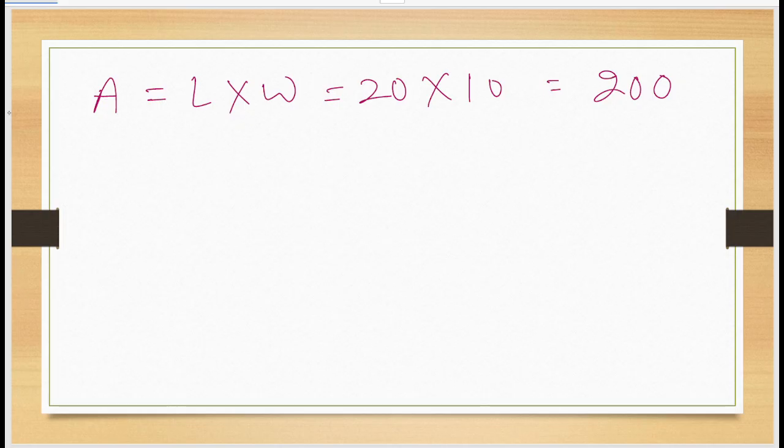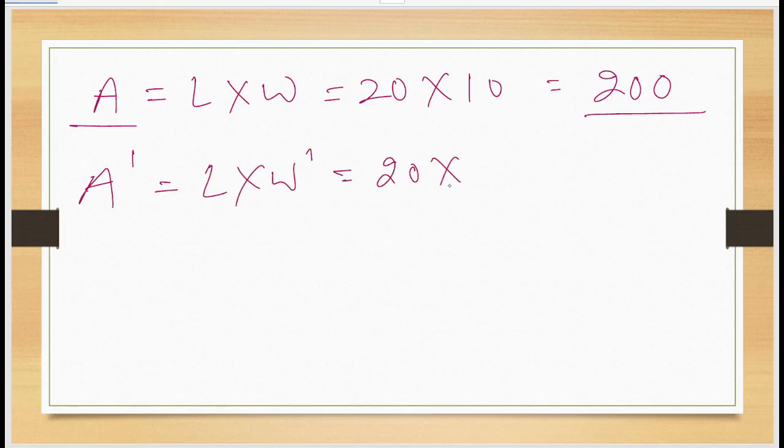So the area is 200 unit square, or you can take any unit, right? So this is 200. After the change occurs, the area will be L into W dash, that means 20 into 11, right? So 11 times 20 is 220. So the new area after applying the change will be 220.